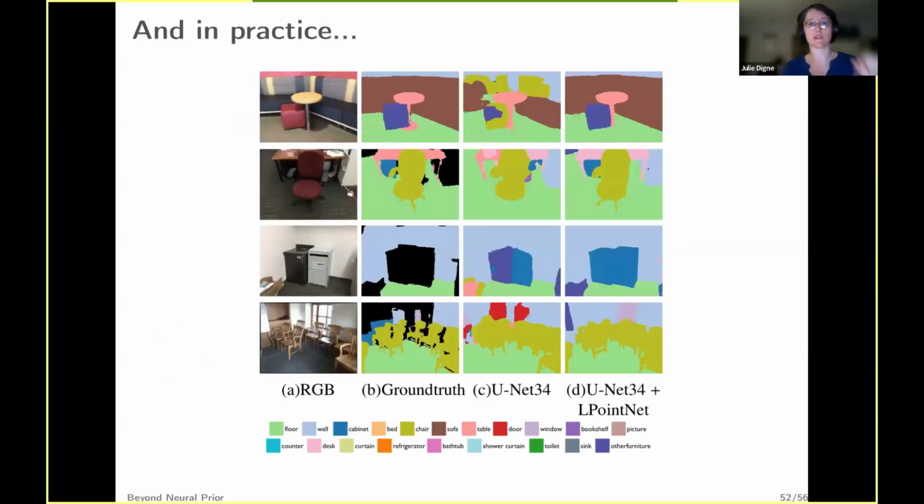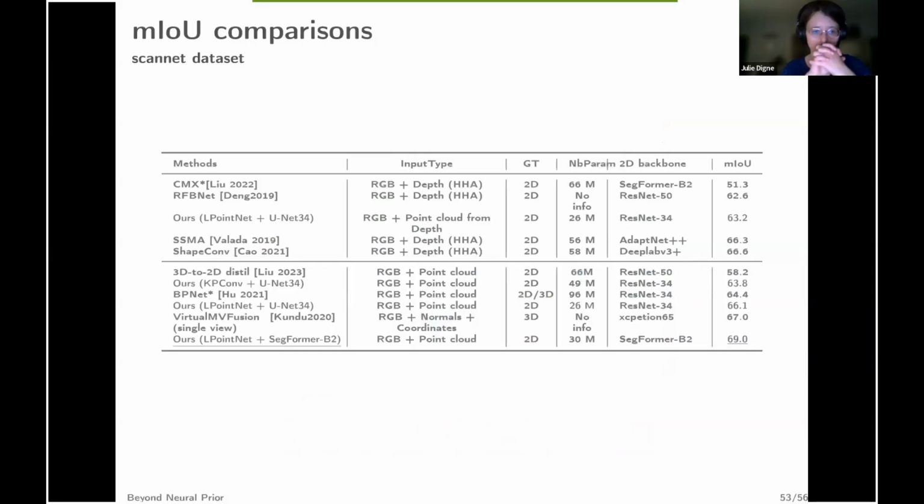So here, for example, is an example of what using geometry with this weak UNet 34 baseline can do. On the left, you can see the RGB image and the ground truth, what is output by UNet 34, and what we have when you add the geometry information. You can see that you recover the shapes, the closet, much better. The segmentation is much more meaningful. But that's purely visual, so it's better to have a look at the numbers themselves.